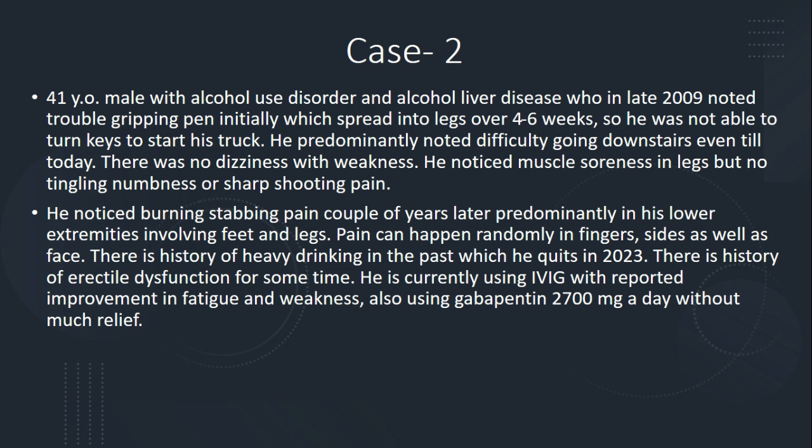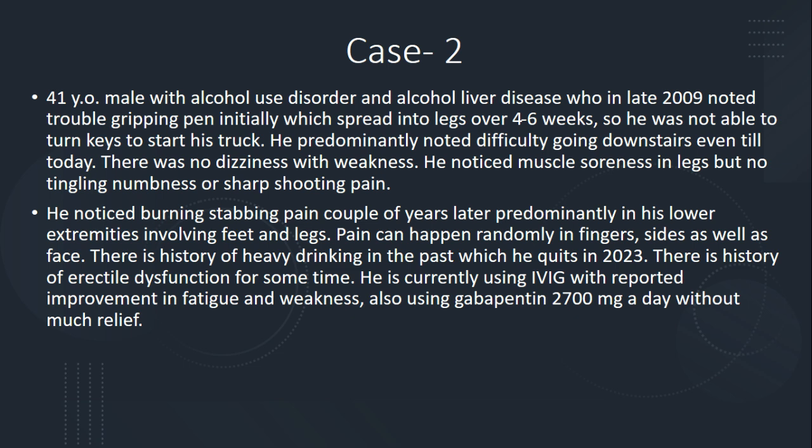But what happened after that initial episode, a couple of years later he noticed burning, stabbing pain, predominantly in his lower extremities, involving feet and legs. And pain can happen randomly in fingers and sides of the face as well. So some small fiber, some large fiber, but initially it was just motor and then the sensory, which came up after a couple of years. There was a history of heavy drinking in the past, which he quit in 2023. He was drinking to the point that he really wanted to help the pain, so he was drinking a lot. There is a history of erectile dysfunction, so some dysautonomic dysfunction. He was using IVIG with some improvement in fatigue and weakness, and he was on a good dose of gabapentin.